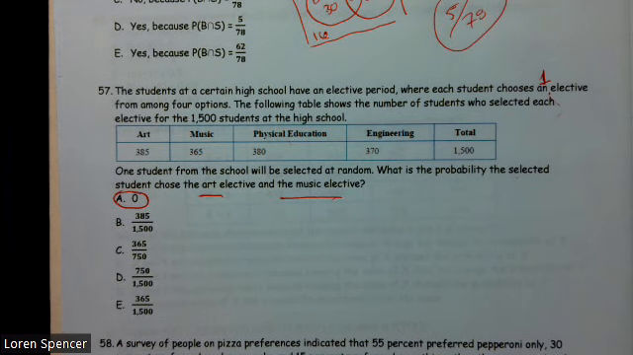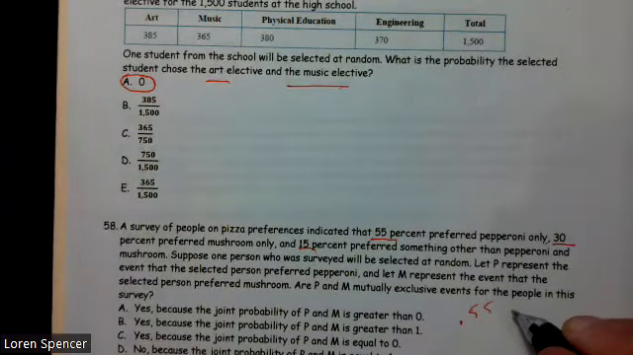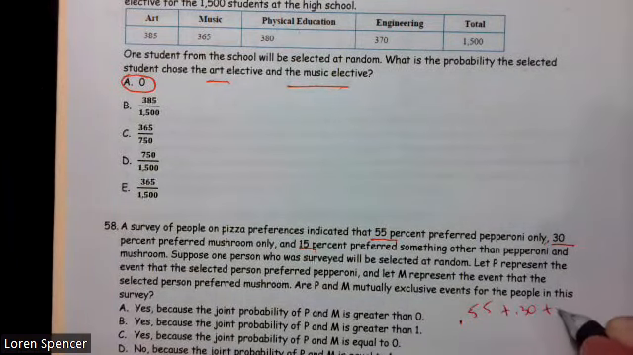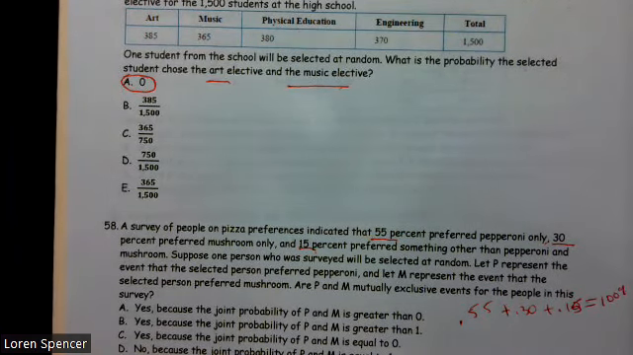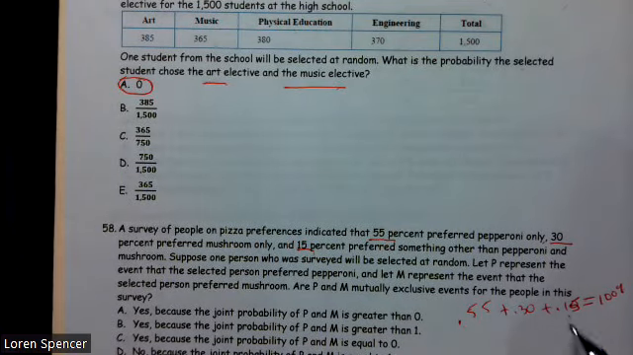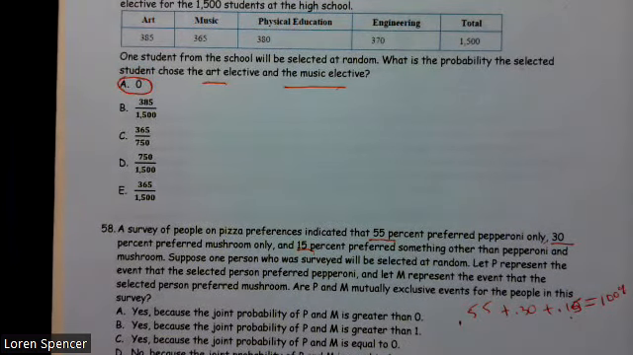A survey of people on pizza preferences indicated that 55% preferred pepperoni only, 30% preferred mushroom only, and 15% preferred something else. Let's add that up. So 0.55 plus 0.30 plus 0.15, excuse me, equals 100%. So we have a valid probability distribution. And the fact that I can add those probabilities up means there is absolutely no overlap.